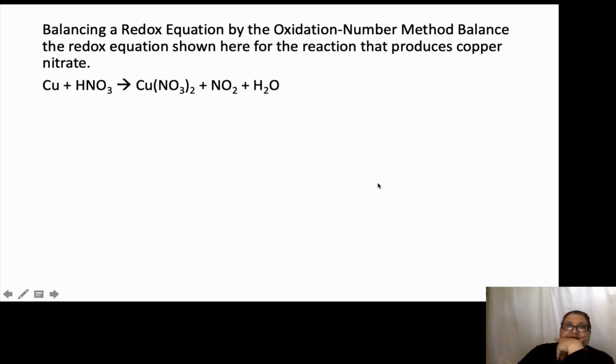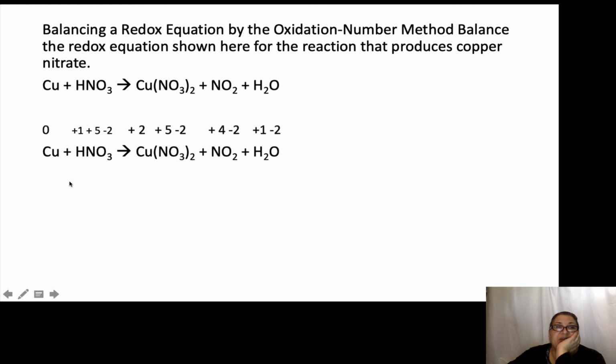I think I have another example that might show it better. All right, we're going to use the oxidation number again. We do what we did for the first examples, just find the oxidation number for all the elements involved, and then find out what's going on. So copper here goes from 0 to +2, and then nitrogen goes from +5 to +4.